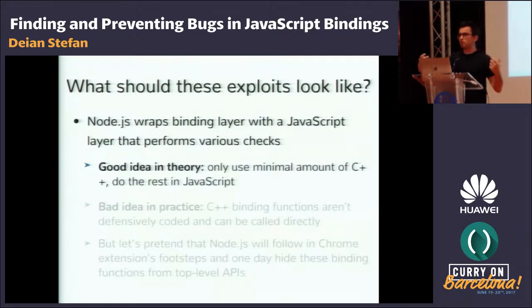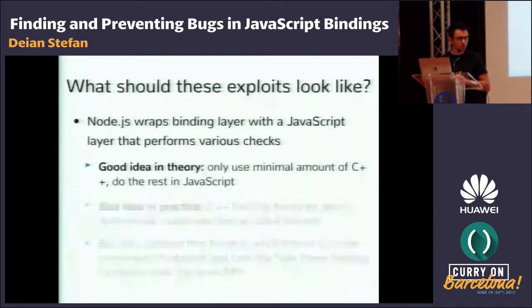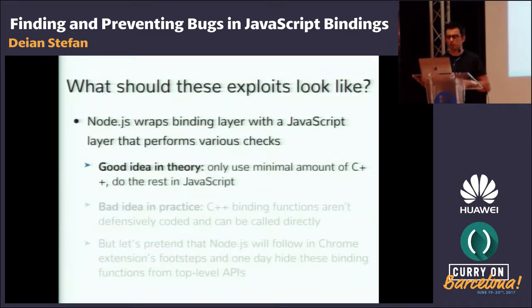But Node doesn't want you to use this function directly. So Node wraps the binding layer with a thin JavaScript layer. And this is a really good idea, and I think they might have borrowed it from the Chrome extension system. The basic idea is: we're going to write as little C++ as possible, and write the rest of the core libraries in JavaScript, because JavaScript is safe, so we don't have to worry about bugs that happen in C++ land.